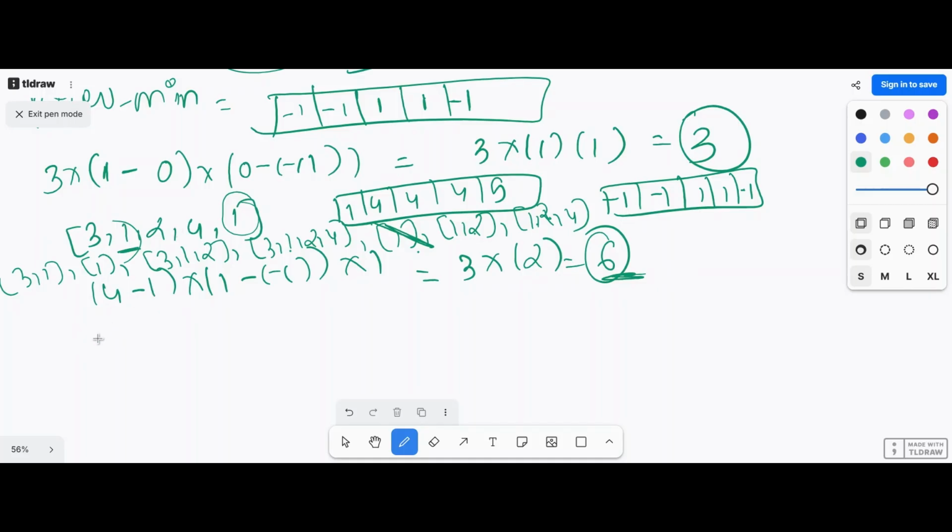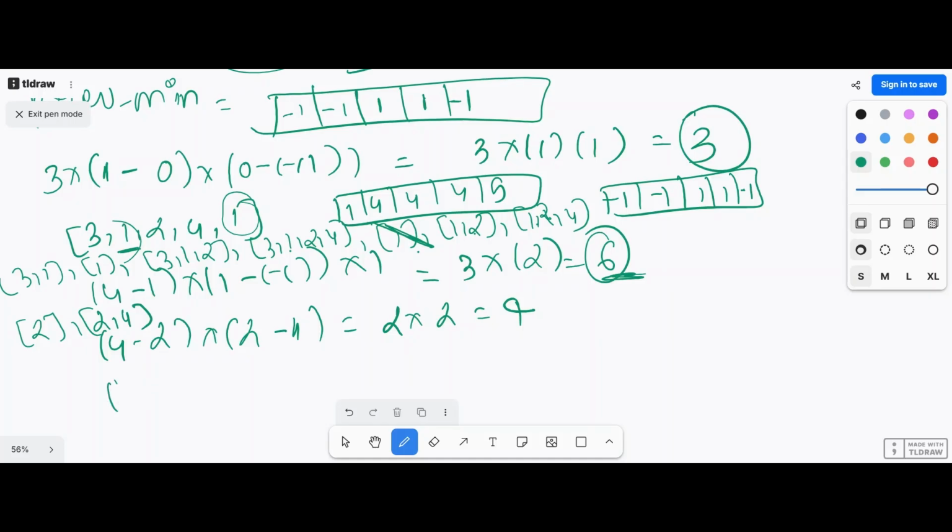Now we have 2. So for 2 it's what? 4 minus index 2 into 2 minus index 1. 4 minus 2, 2, into 1, 2. So 2 twos are 4. 2 times only 2 is coming as minimum. Is it true? So it's only 2 and only 2 and 4. Right? These are the only two subarrays.